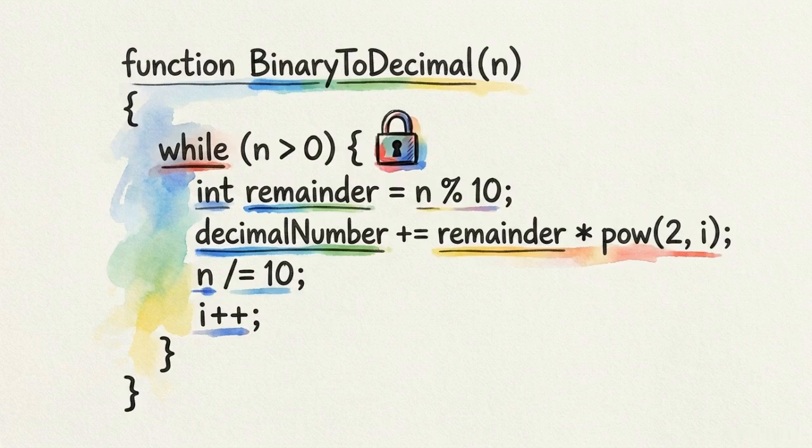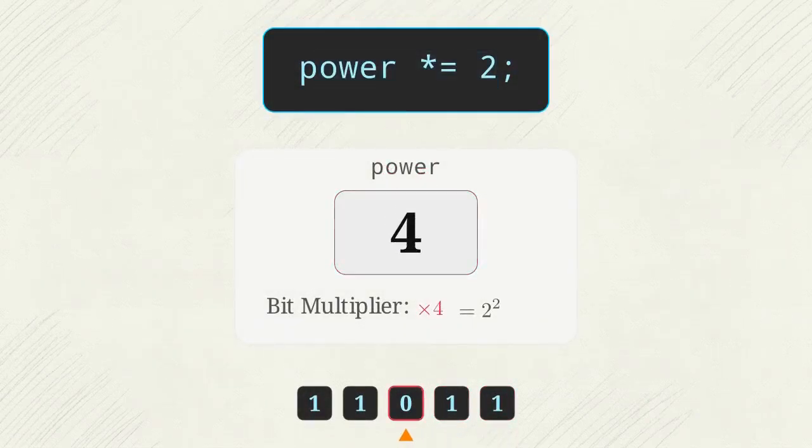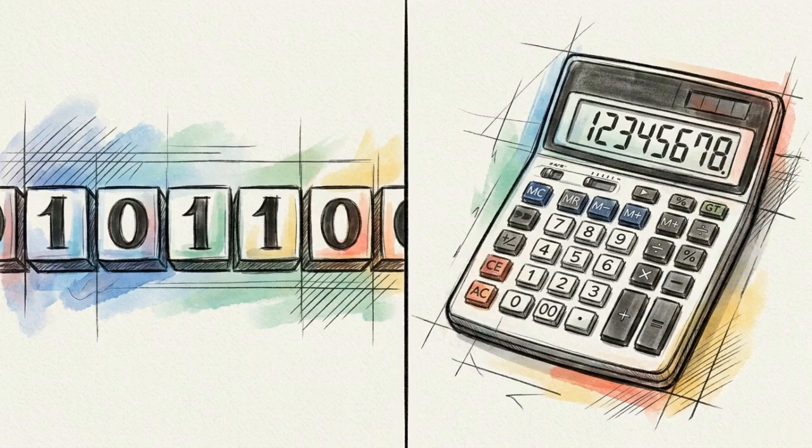The C++ code for this conversion follows a similar loop, but with a key difference. Instead of shifting digits visually, we multiply the power by 2 in each step to calculate the actual mathematical weight of each bit. Your conversion goal determines the logic. You are either building a visual string of bits or calculating a single numerical sum.